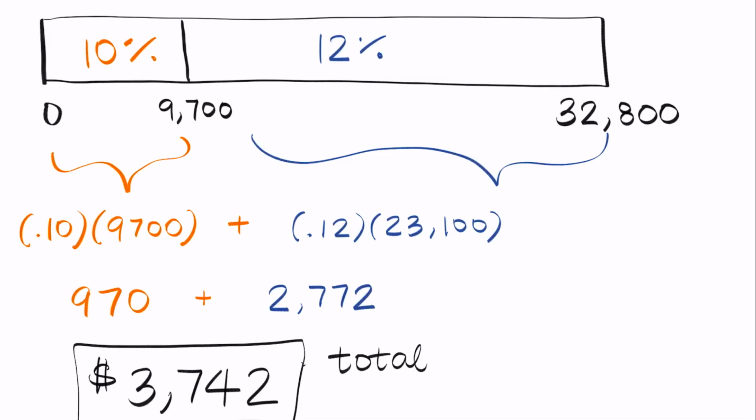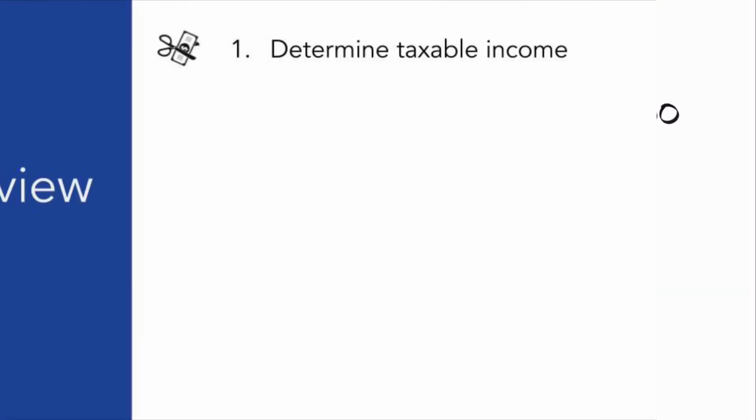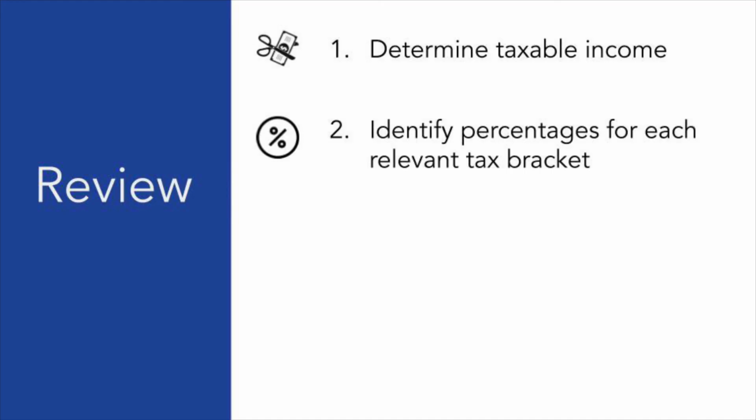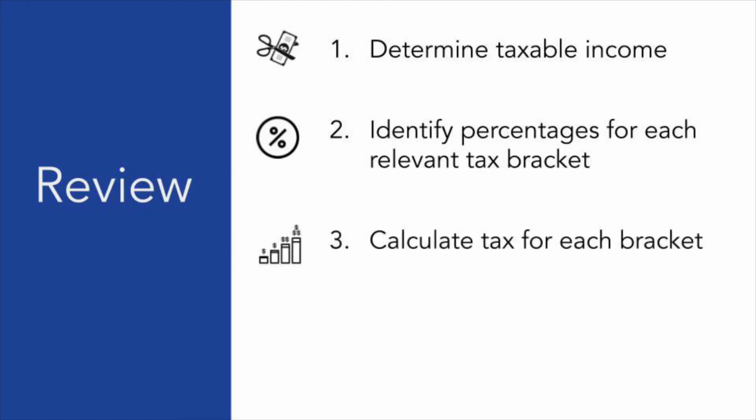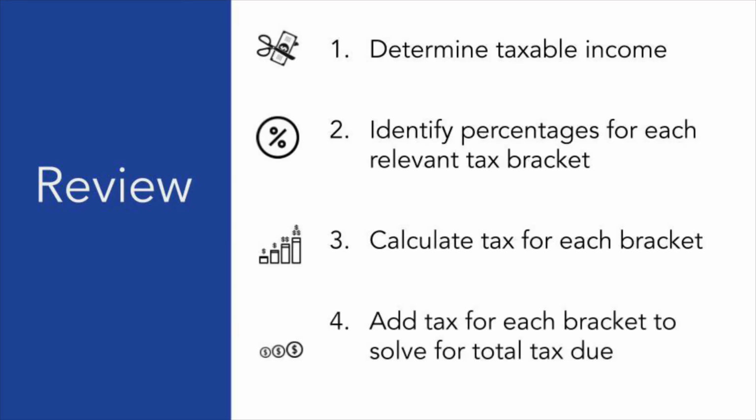We have taken 10% of the first bracket and 12% of the second bracket and added it together. All right, let's review. First, we determined Elmira's taxable income by taking her gross income minus the standard deduction. Then, we identified the percentage for each relevant tax bracket, in Elmira's case, 10% and 12%. Next, we calculated the tax for each bracket by multiplying the percents by the difference in each bracket. And our final step was to add the tax for each bracket to find Elmira's total tax due.